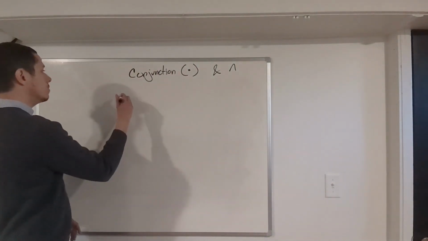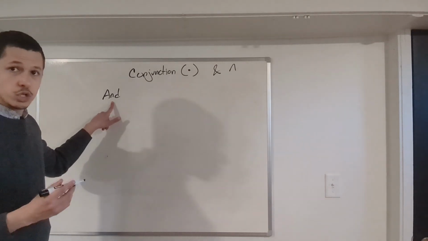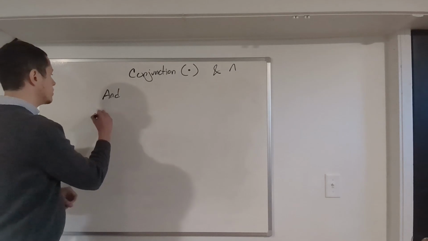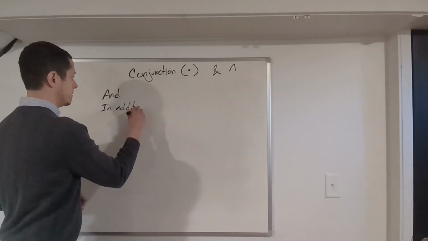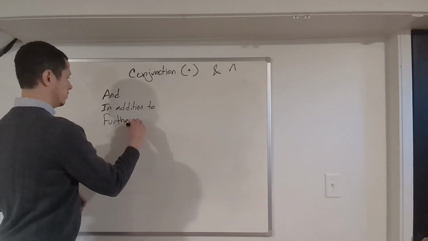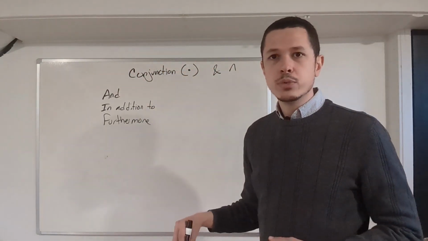So there aren't that many. And is, of course, the most popular one, so you will see conjunctions just as and, right? But there are a few others. So for instance, you might see in addition to, furthermore, and so on, right? So just to give some examples.